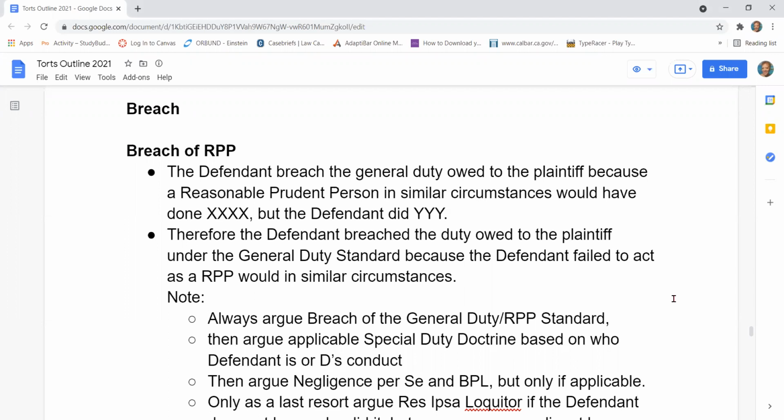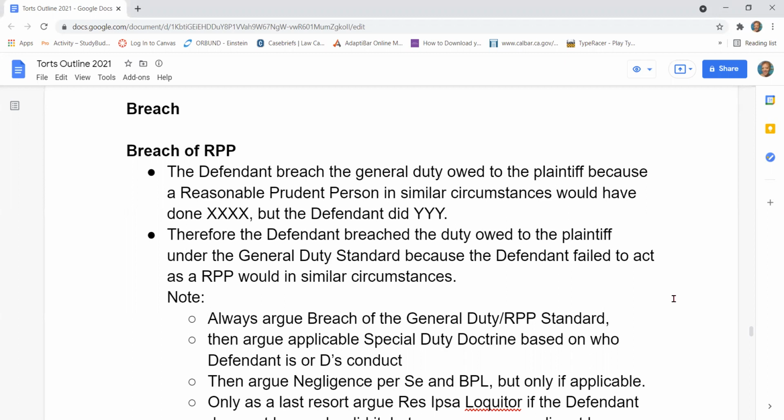Breach of RPP. The defendant breaches the general duty owed to the plaintiff because a reasonable, prudent person in similar circumstances would have done X, but the defendant did Y. Therefore, the defendant breached the duty owed to the plaintiff under the general duty standard because the defendant failed to act as a RPP would have acted in similar circumstances.